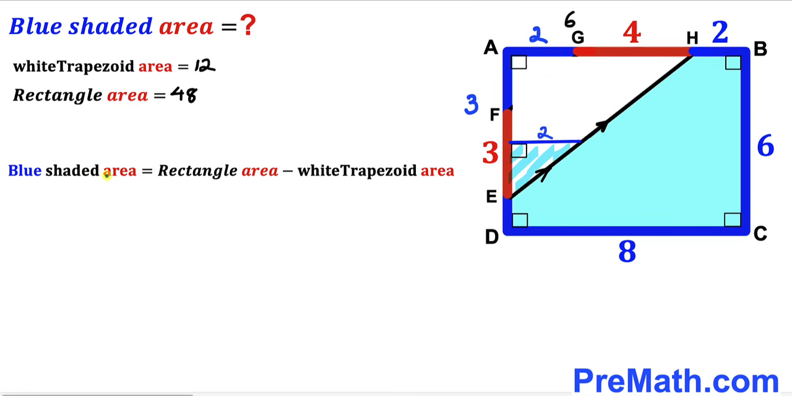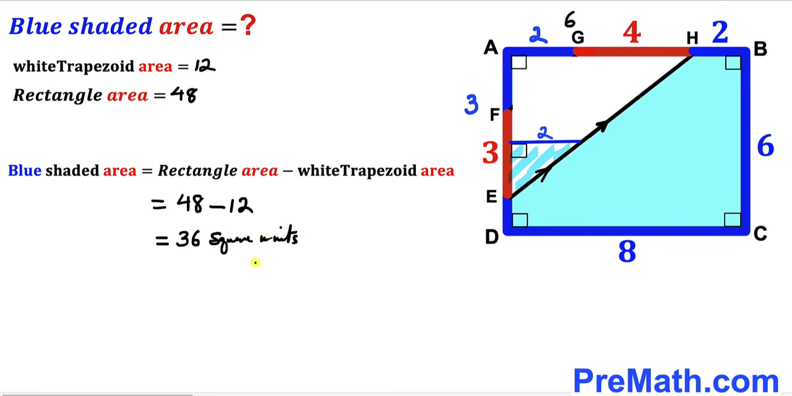And here's our final step. Now we are going to calculate the area of this blue shaded region, and that is going to be equal to the rectangle area minus the white trapezoid area. We already figured out our rectangle area is 48 and the white trapezoid area is 12. Let's go ahead and fill in the blanks. So we got 48 minus 12, and that is going to be equal to 36 square units, the area of this blue shaded region.